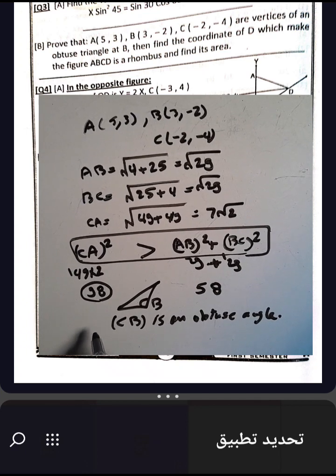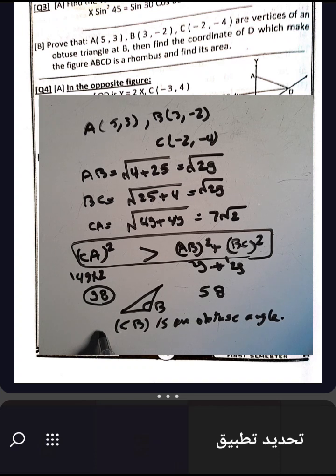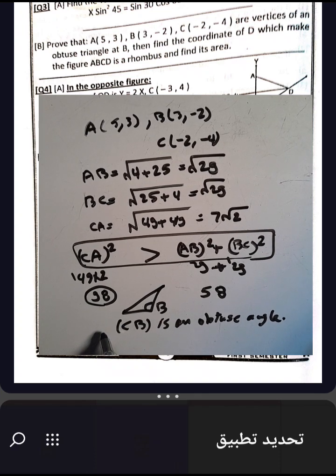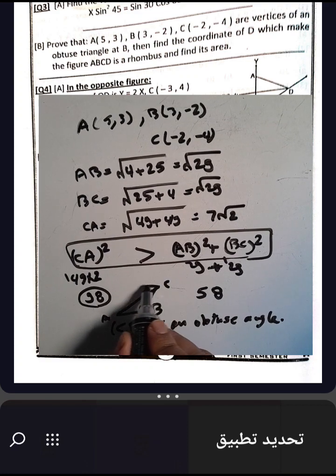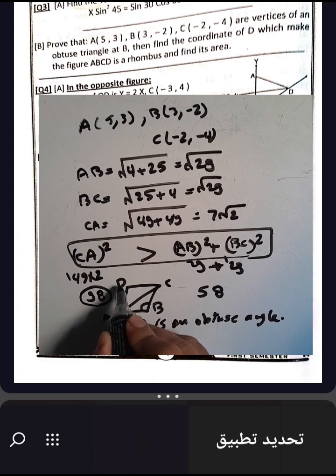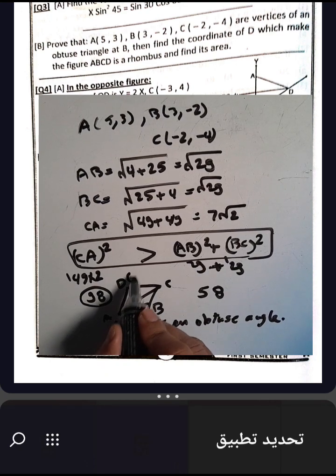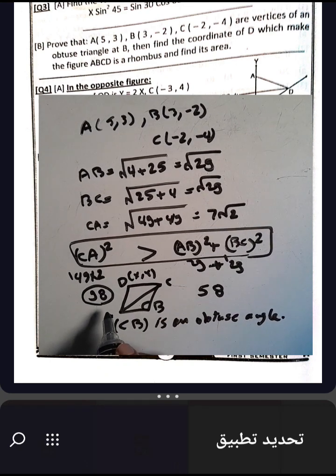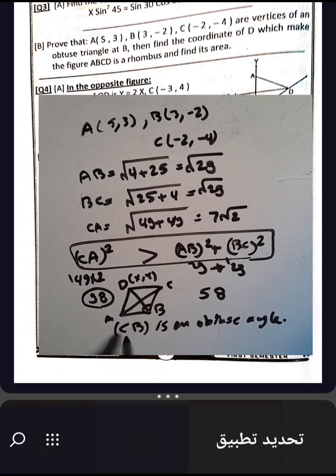And then he gives us here the coordinates, and asks which D makes the figure ABCD a rhombus, and to find the area. Okay, we have here A, B, C, and D. This point makes this figure a rhombus. He wants to find the coordinate of D, x and y. We can find the coordinate of x and y by finding the middle point here.